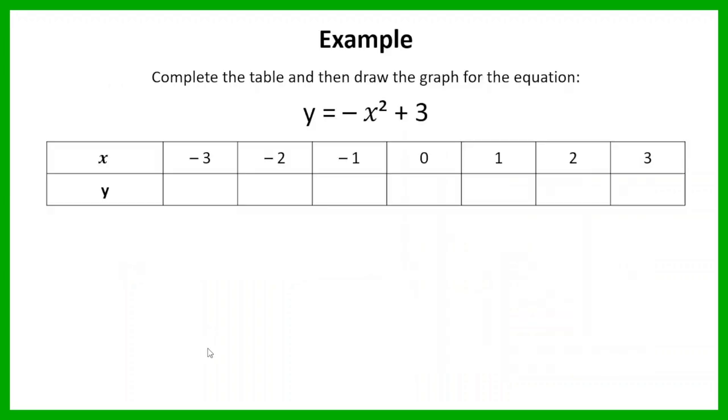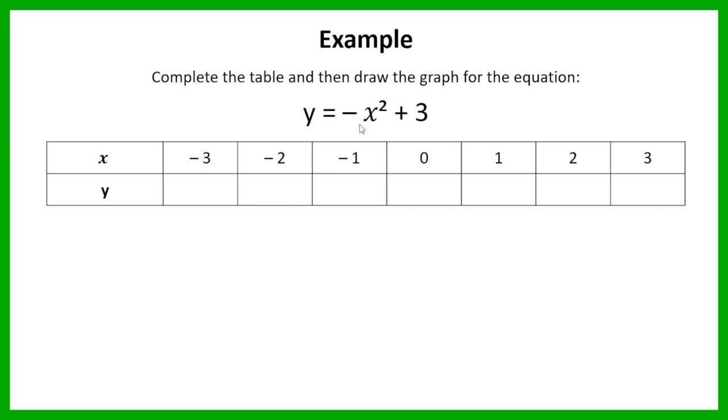So in this example over here, I've got y equals negative x squared plus 3. I need to draw the graph for this equation. So this is different because of that square, and it's going to make our graph look very different. Okay, so first of all, we're going to start off in the same way that we did with the previous examples. We're going to find the y values that correspond to the x values we've been given in this table. So I'm going to go and use substitution to do that.